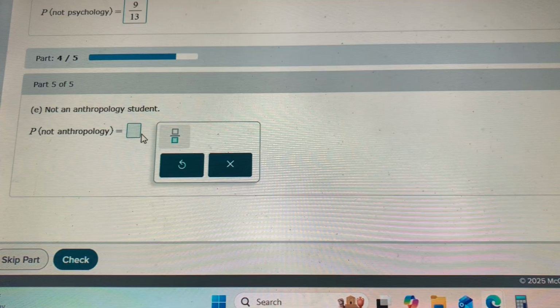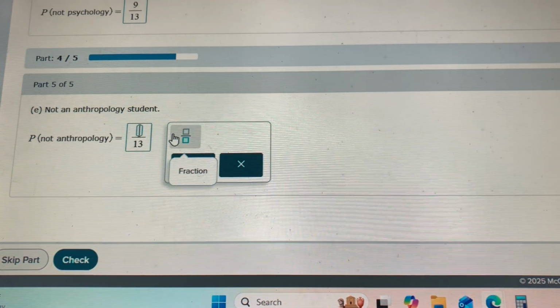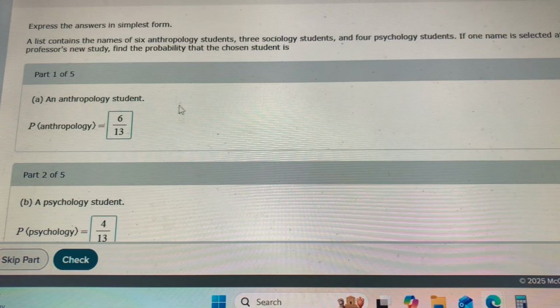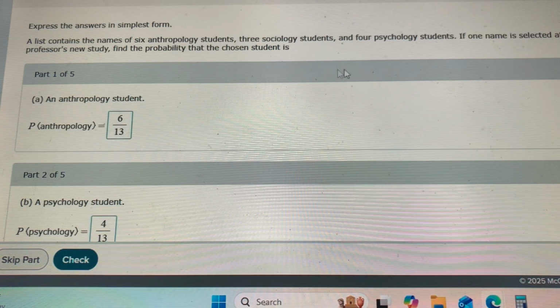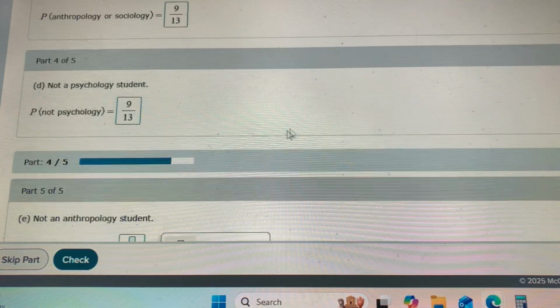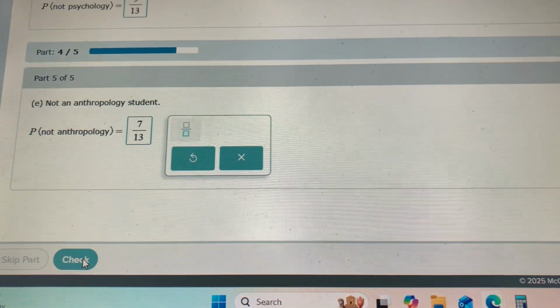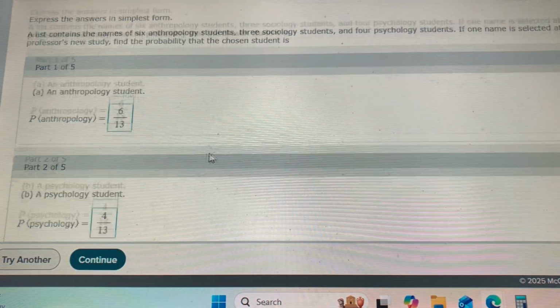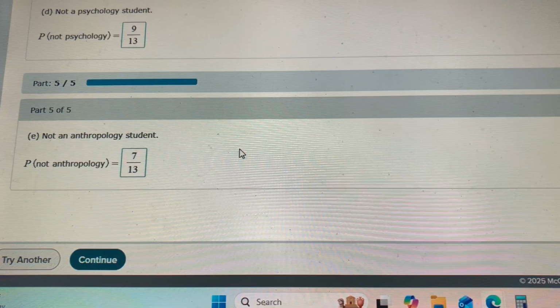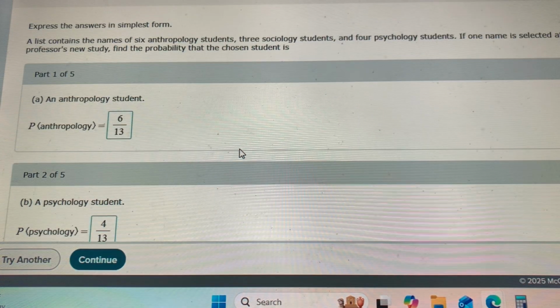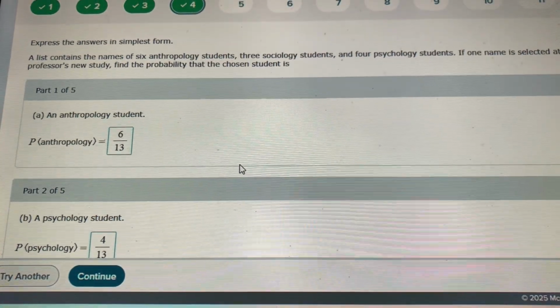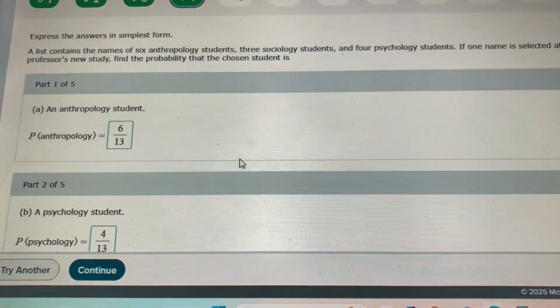Not an anthropology student, so take them out of the equation. There's 13 total students. How many are not in anthropology? If you're not in anthropology, you're either a sociology or a psychology. There's 3 and 4 of them, so that makes 7 out of 13. So there are the first 4. You can't quite see it, but I got green checks. There they are on the first 4.